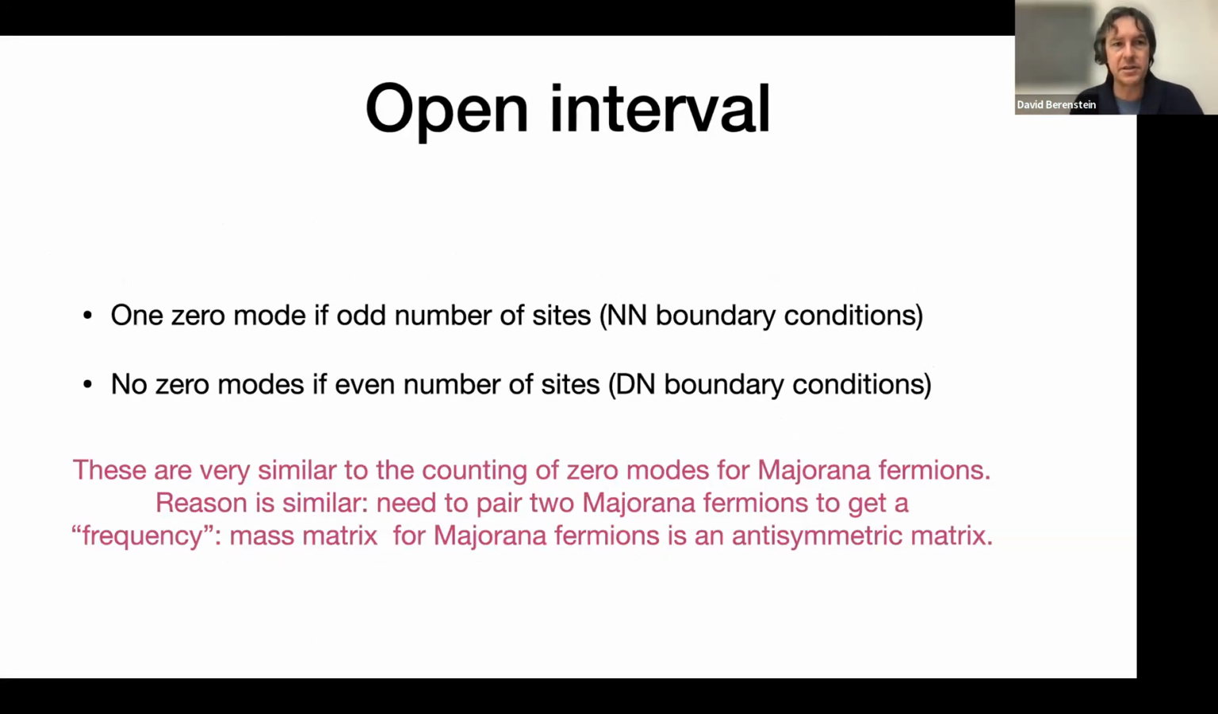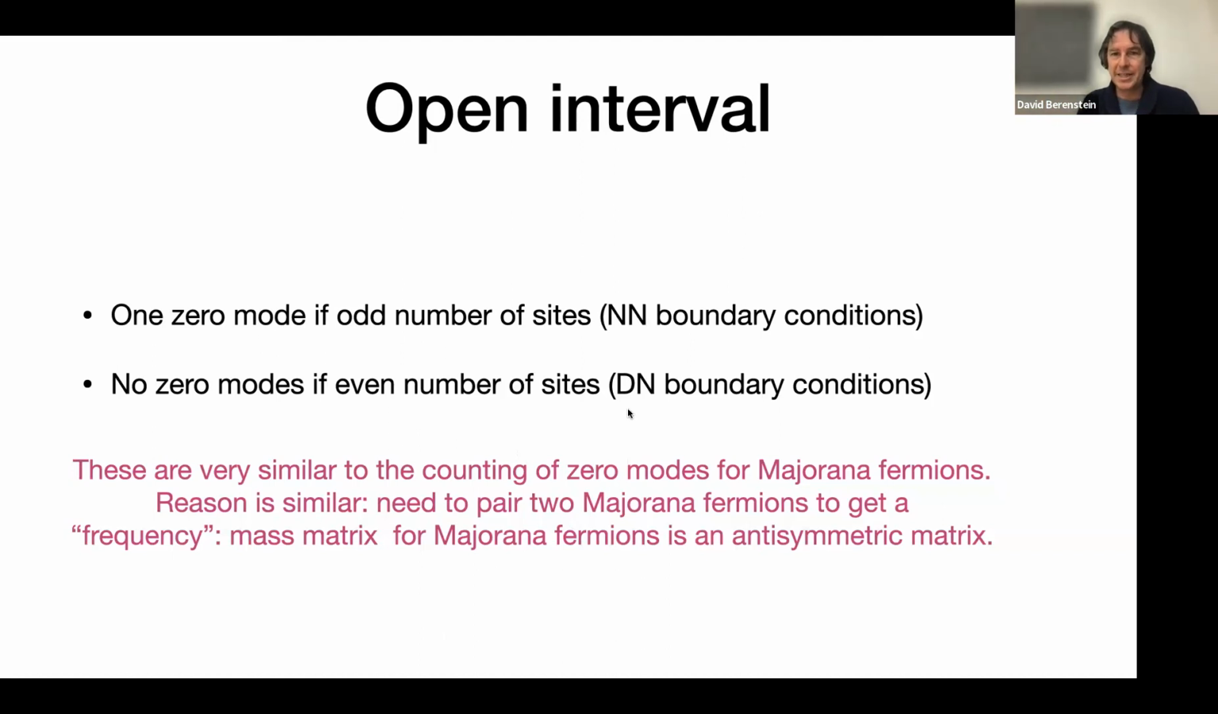Okay. And if you do an open interval, if you have an odd number of sites, the same reasoning applies. There has to be one central element because the Poisson bracket is degenerate, because a non-degenerate Poisson bracket requires an even number of variables. And if you have an even number of sites, you get no zero modes. So one zero mode is like Neumann boundary conditions, and no zero modes is like Dirichlet-Neumann.